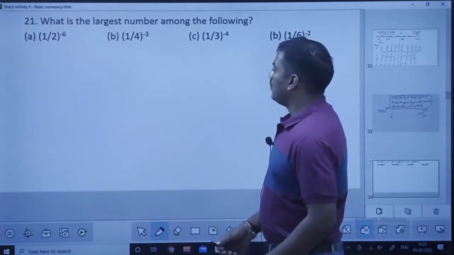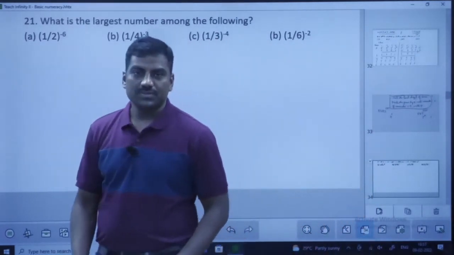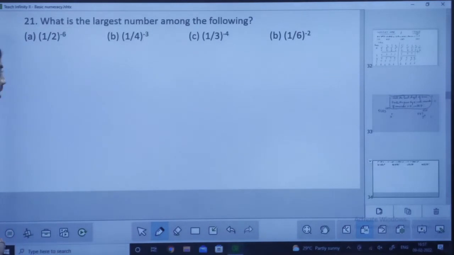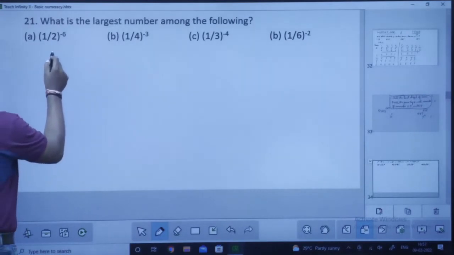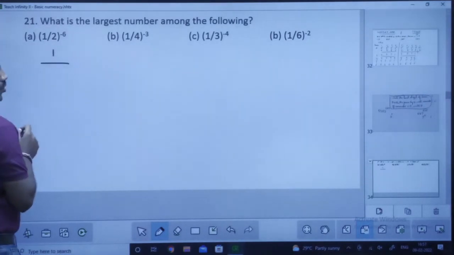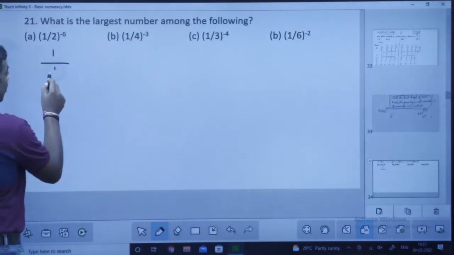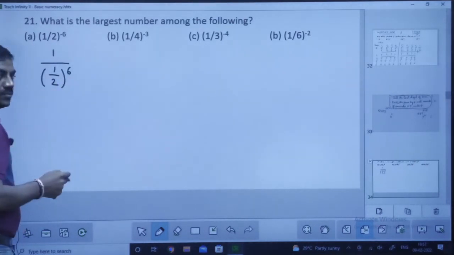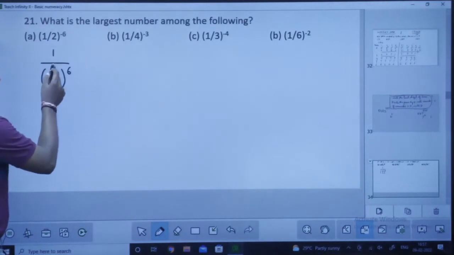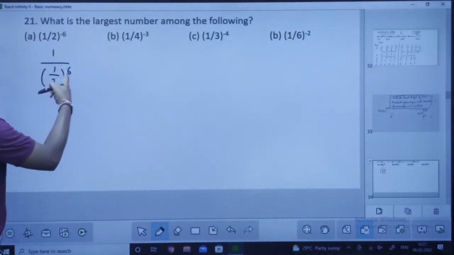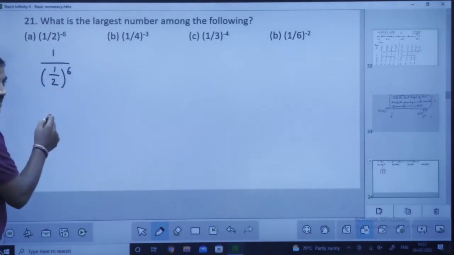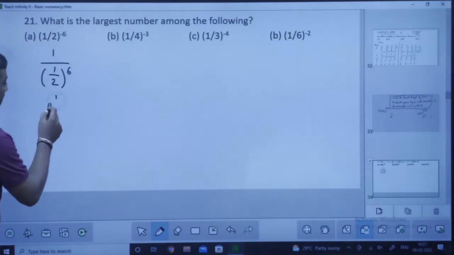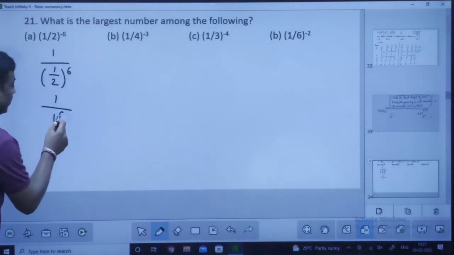What is the largest number among the given numbers? First, you have to express them properly. First, think of this power minus 6. How should I write this? 1 divided by 1 by 2 to the power of 6. Apply this 6 to both. Can I? That is the right method of doing it.